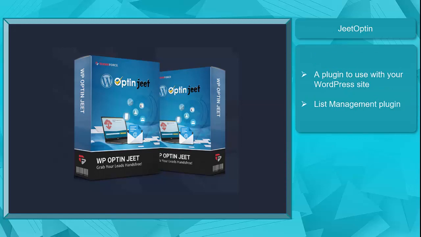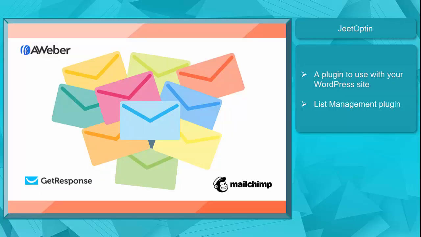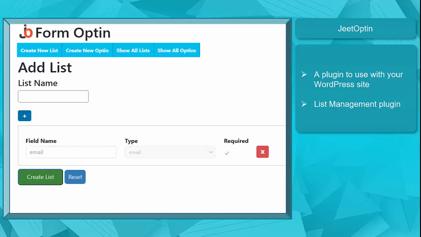You can use JeetOptin to incorporate a list management plugin in your WordPress site. You don't have to use autoresponders such as GetResponse, Aweber, or MailChimp just to send out email marketing promotions to a list of subscribers that you have gathered for a certain period of time. These autoresponders will require you to pay a certain amount of fee just to use their services after testing out their free trial. Let me show you how you can use JeetOptin.